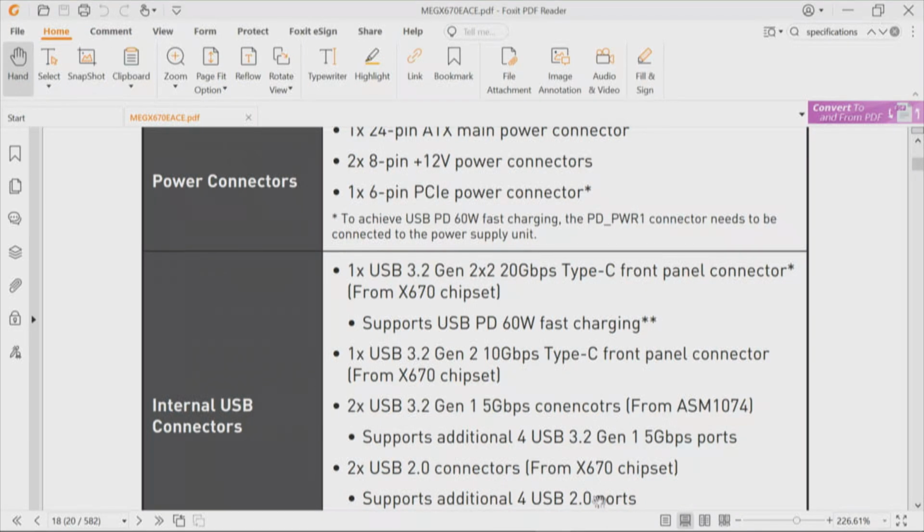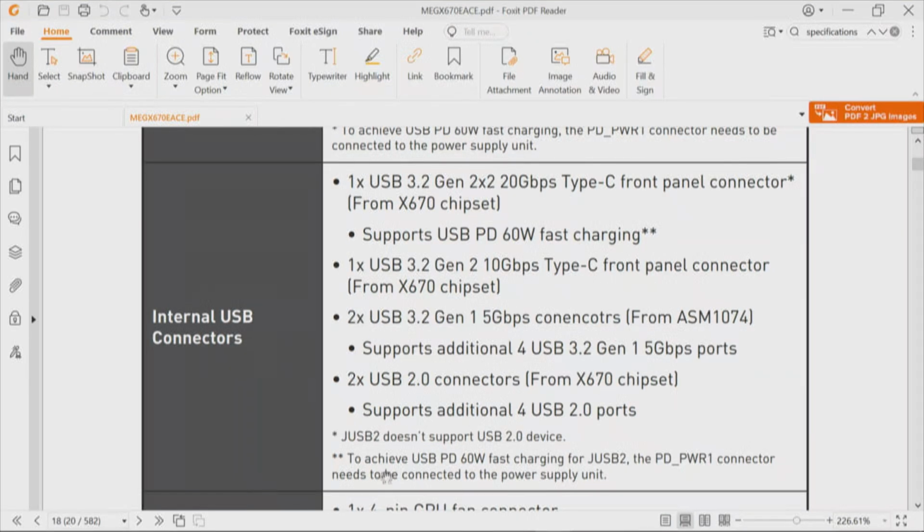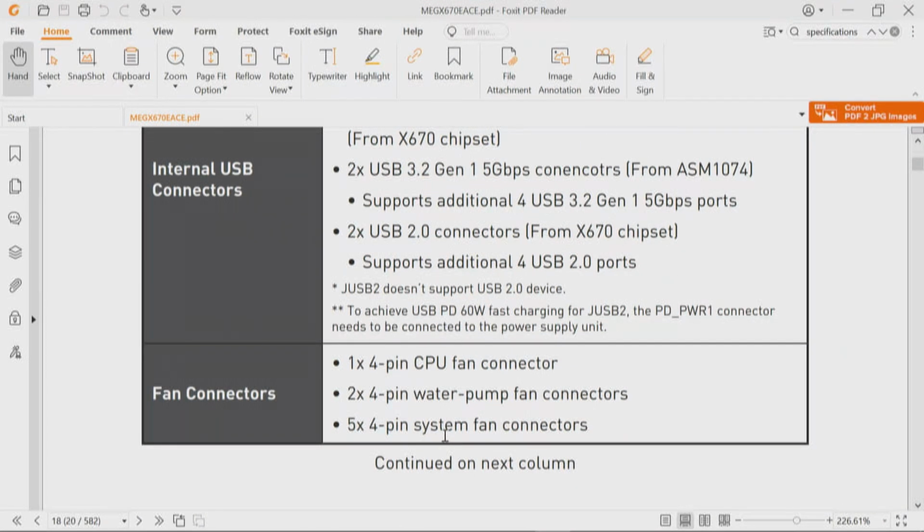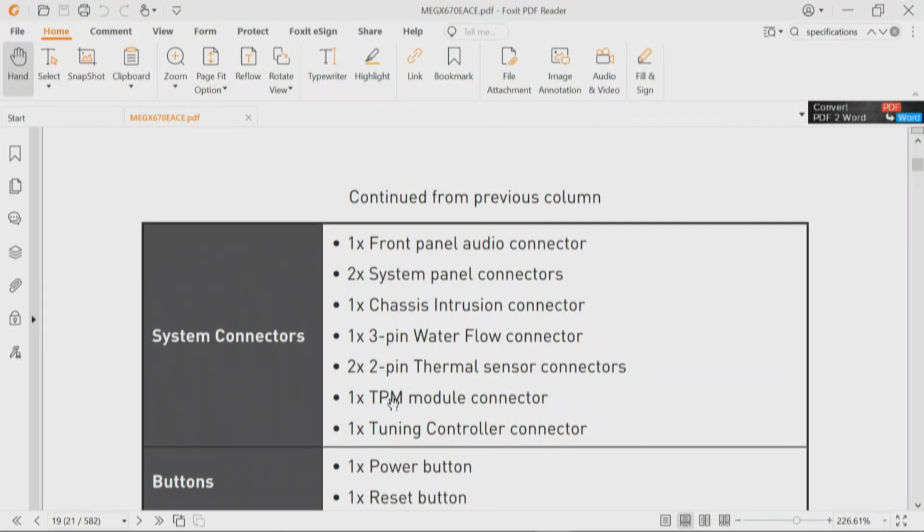Then we got our USB 2 also through the chipset, which makes sense. And here's another comment about the JUSB 2 does not support USB 2 devices. That's good to know. And to achieve the USB power delivery of 60 watt fast charging for JUSB 2, the PD_Power 1 connector needs to be connected to the power supply. Got it. Fan connectors, 5 of those, nice. And looking again, there is the tuning controller connector. To reiterate, you got the connector, but you don't have the device.